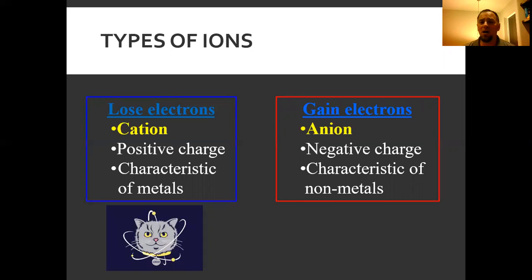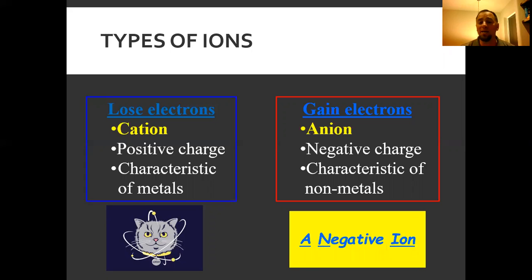If an atom gains electrons, it's going to then be negatively charged. We call this an anion, negatively charged, and these are characteristic of nonmetals. A good way to remember an anion is it's a negative ion, a negative ion.